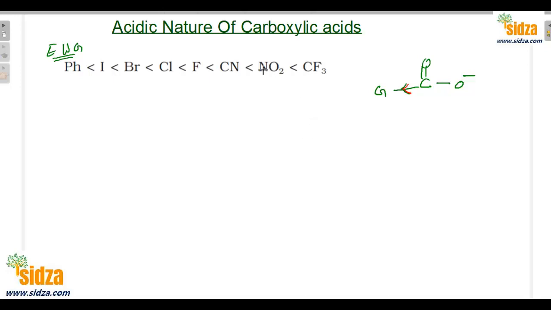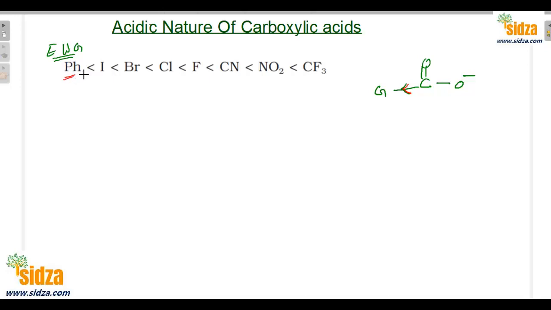So the nitro group is going to withdraw the electrons, so it will stabilize this conjugate base. That means it will make it more acidic. But CF3 is the most. When you have a carbon with 3 fluorine atoms, fluorine being the most electronegative atom, it can withdraw a lot of electrons from this carboxylate ion. That will increase its stability, which means it will be the most acidic. All these groups withdraw electrons, but CF3 has the highest electron withdrawing effect. Then the nitro, then the cyanide, then fluorine, chlorine, bromine, iodine, and phenyl.